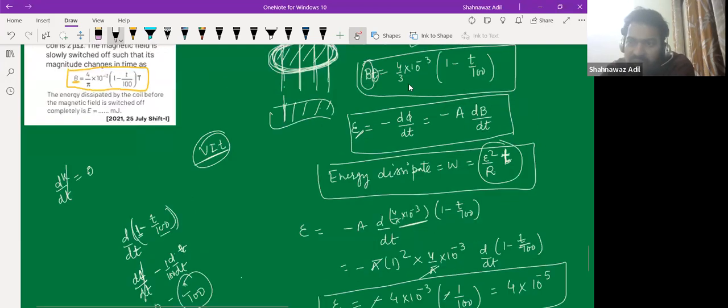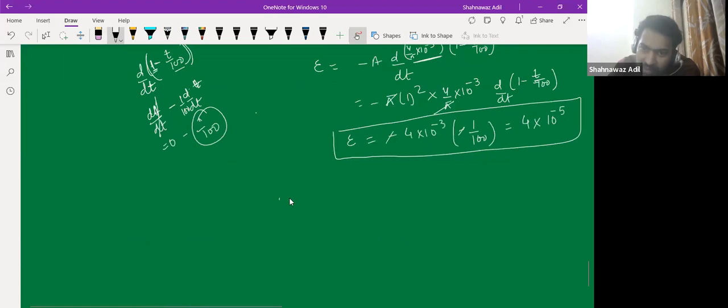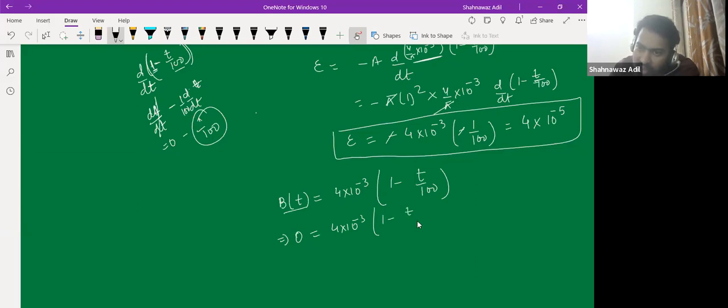So the time when the magnetic field becomes 0. Your magnetic field is 4 into 10 to the power minus 3, times 1 minus t by 100, and this magnetic field is becoming 0. So the constant goes to the left-hand side, and this becomes 1 minus t by 100 equals 0. So you have 1 equals t by 100, so time is 100 seconds. Time you have calculated.